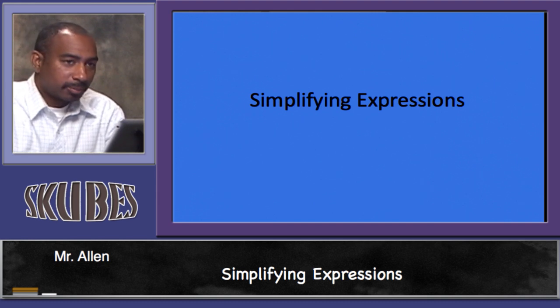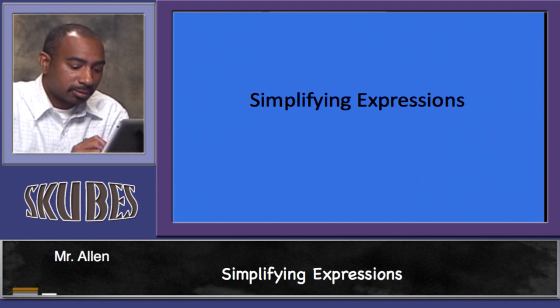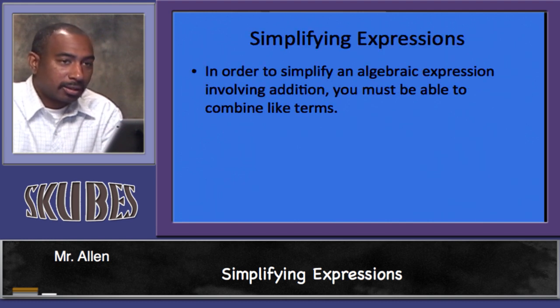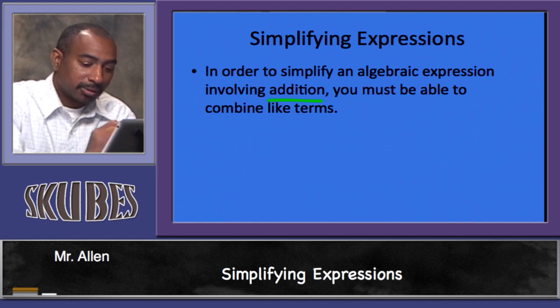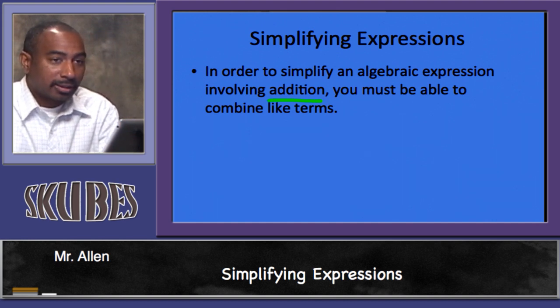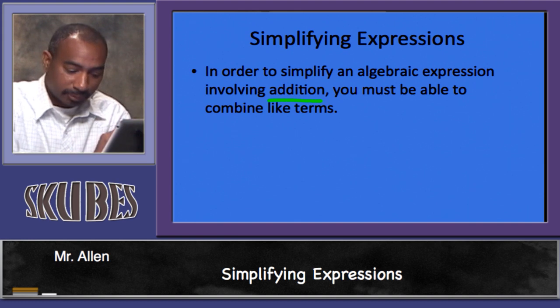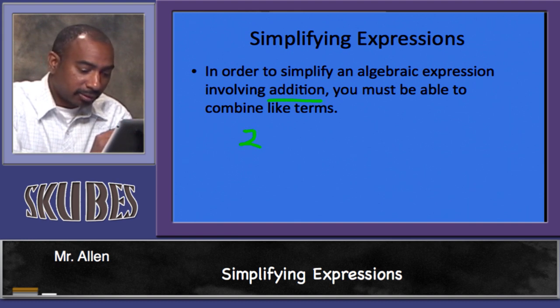Today's lesson is about simplifying algebraic expressions. In order to simplify an algebraic expression involving addition, we're just going to look at addition, you must be able to combine like terms. For example, let's say I want to combine 2x squared plus 4x squared.